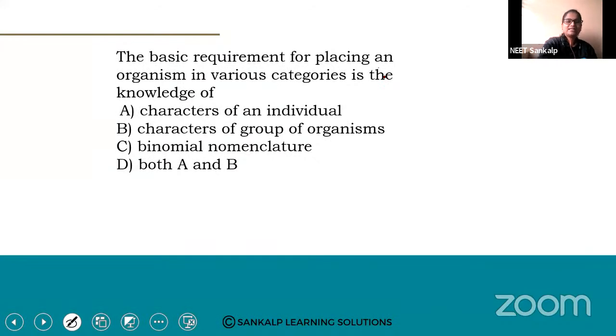So the right answer is both A and B. When you classify, then you will think about the binomial nomenclature. Before that, you have to classify the organism into kingdom, phylum, family, order, like that. For that you have to consider the characters of an individual.